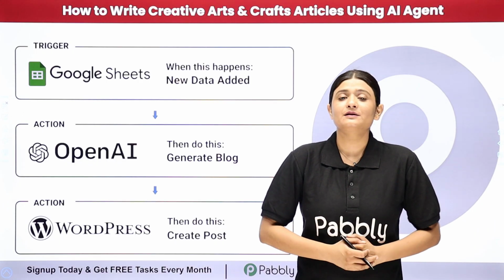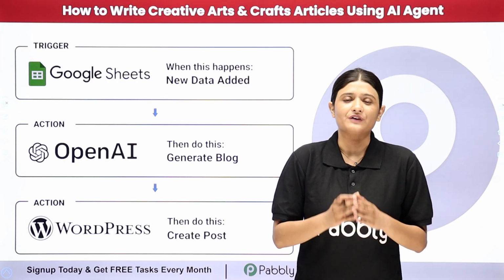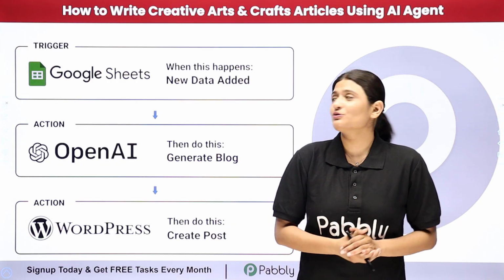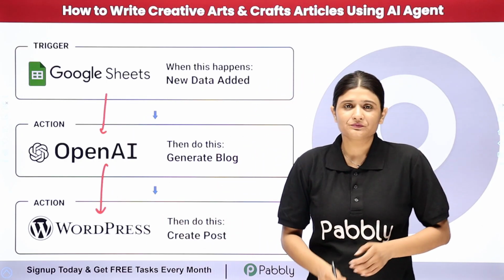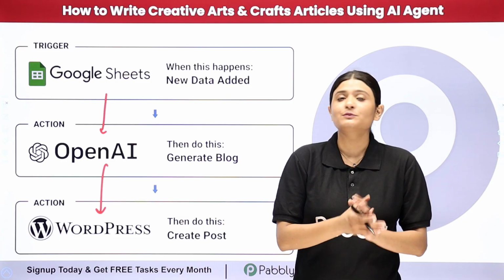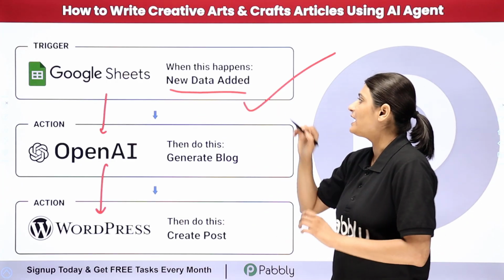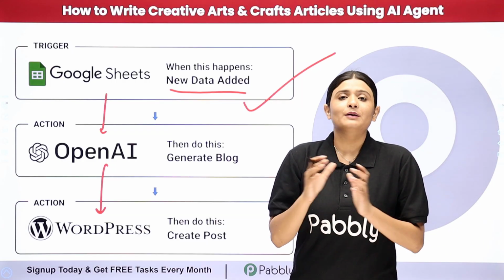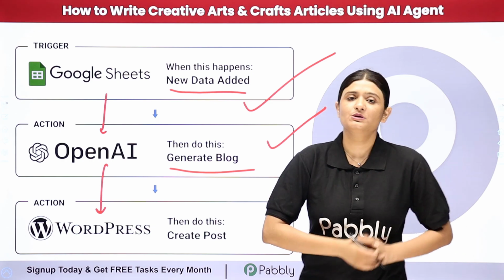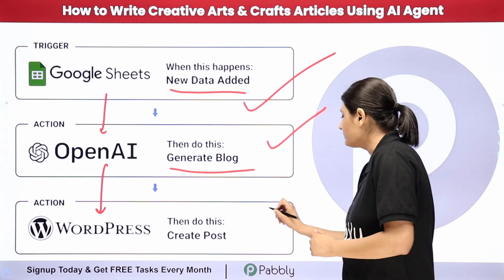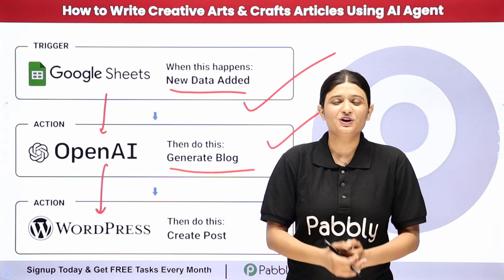So Pabbly Connect is an amazing automation and integration software which requires no coding or programming skills. Here I just need to build connection between Google Sheets, OpenAI and WordPress. With the help of Pabbly Connect, I am going to build this connection in such a way that whenever I add a new data in my Google Sheet spreadsheet, the blog will be automatically created with the help of OpenAI, and then it will be automatically created as a post on my WordPress. Now, if you want to learn the step-by-step process, then let me take you all to my screen.